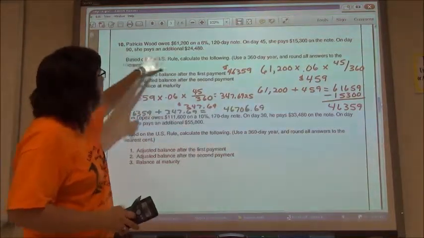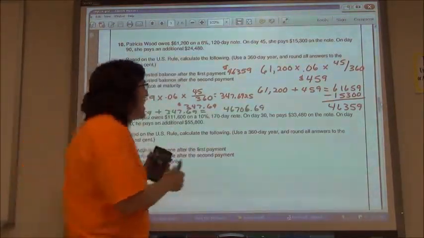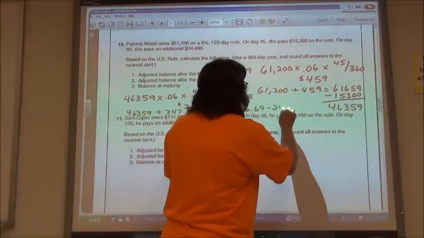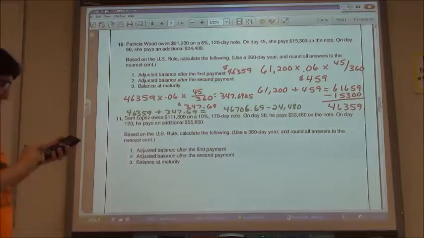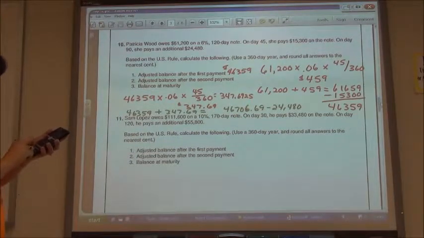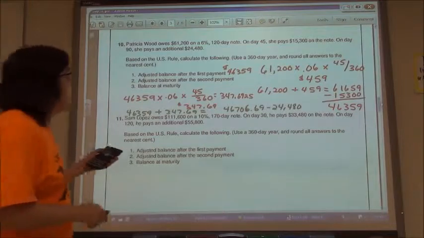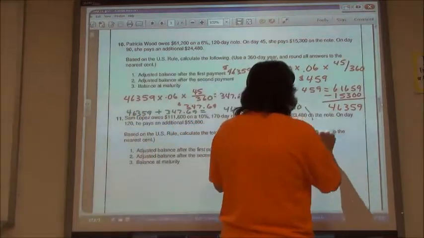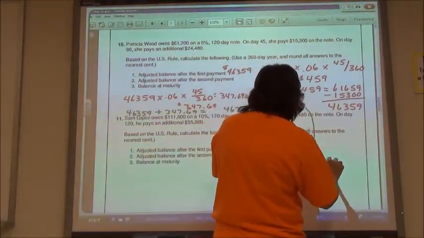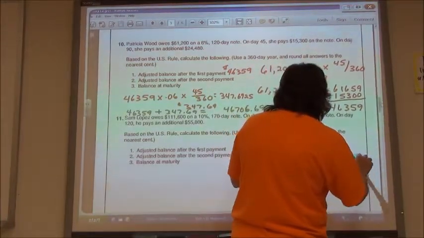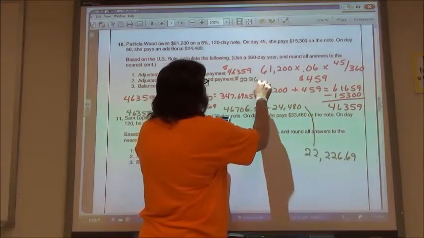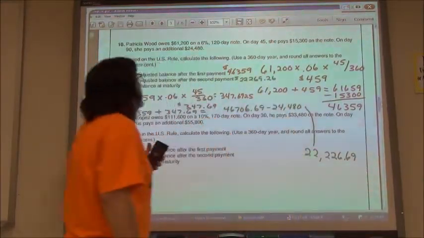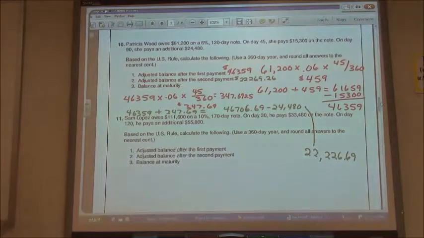I made a payment of $24,480. So subtract my $24,480 minus my $24,480. That means my new balance, I don't have a lot of room, I'm going to write down here, is $22,226.69. $22,226.69 is the amount that I still owe after my next payment.